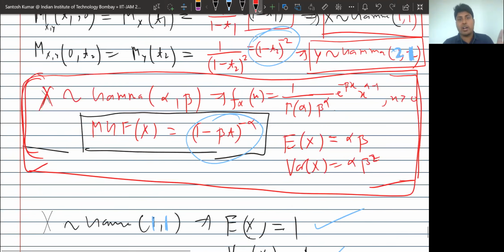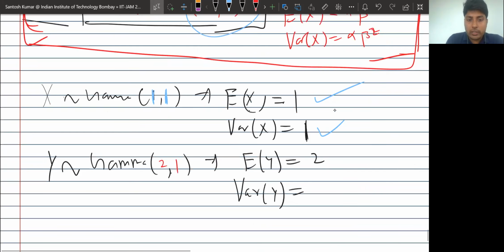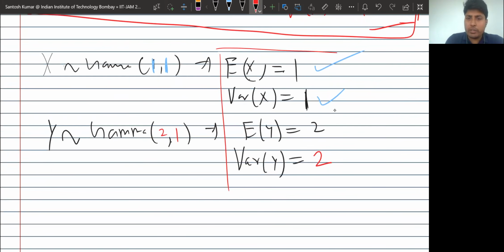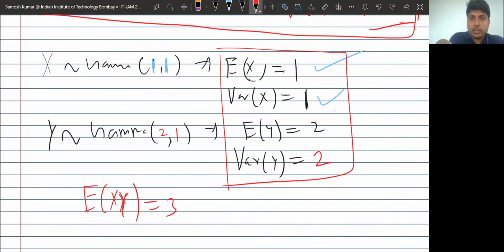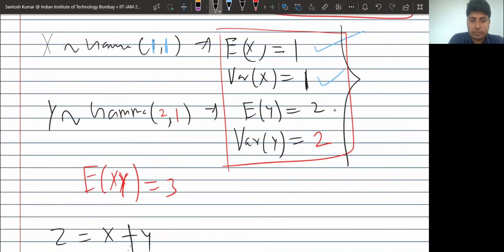There are two different notations in gamma, so you prefer your own, whatever you feel better. So here alpha into beta is 2, and alpha beta square will again be 2. Fine. So we got everything we needed, and we already got E[XY], X into Y, which was 3. And we were asked, Z was X plus Y, so we were asked what is the variance of Z. For this purpose we needed the MGF, so I used the MGF for this.